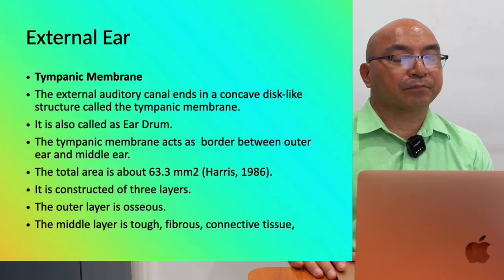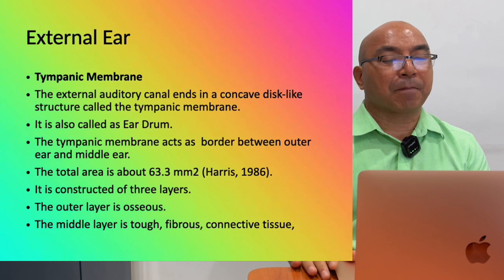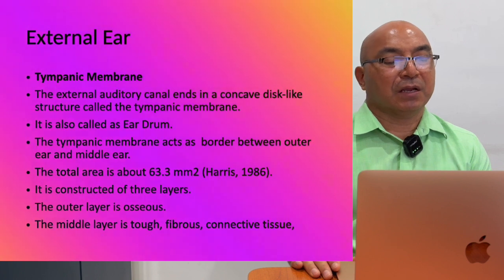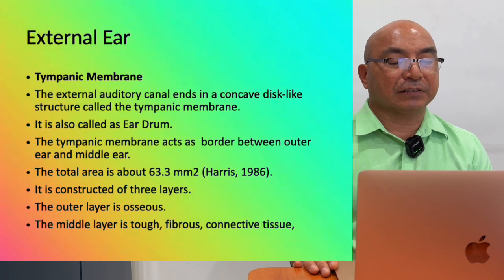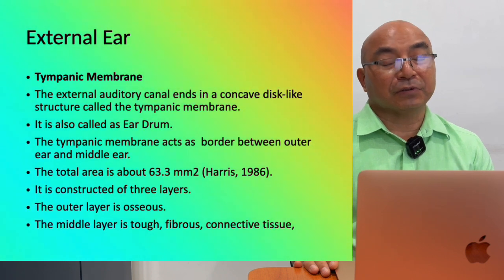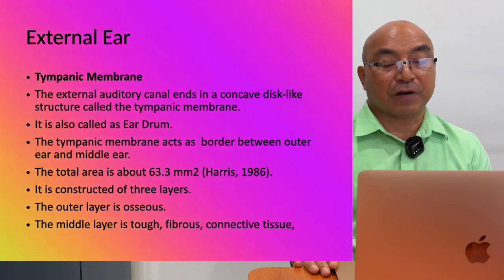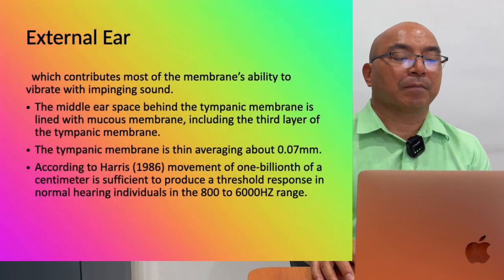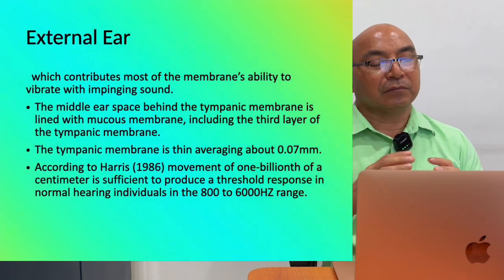The tympanic membrane. The external auditory canal ends in a concave disc-like structure called the tympanic membrane. It is also called the eardrum. The tympanic membrane acts as a border between the outer ear and the middle ear. The total area is about 63.3 millimeters squared. It is constructed of 3 layers. The outer layer is osseous. The middle layer is tough, fibrous connective tissue, which contributes most of the membrane's ability to vibrate with the impinging sound.